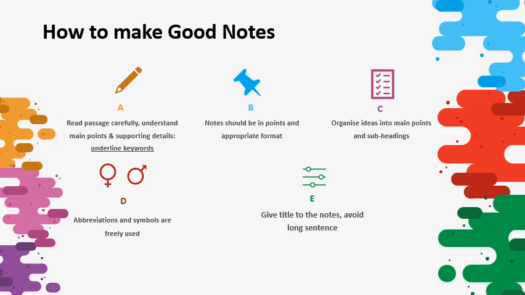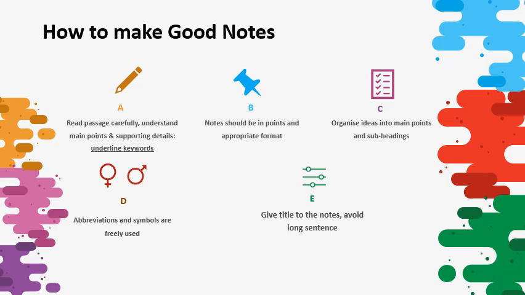B. Notes should be in points and appropriate format. So whenever we make notes, we make them in a format. The format will be discussed later in the video, and it should be kept in points following the main passage. It should be in a similar fashion in which we have the details in the passage. C. Organize ideas into main points and subheadings. So the notes should be distinctively divided between main points and subheadings.